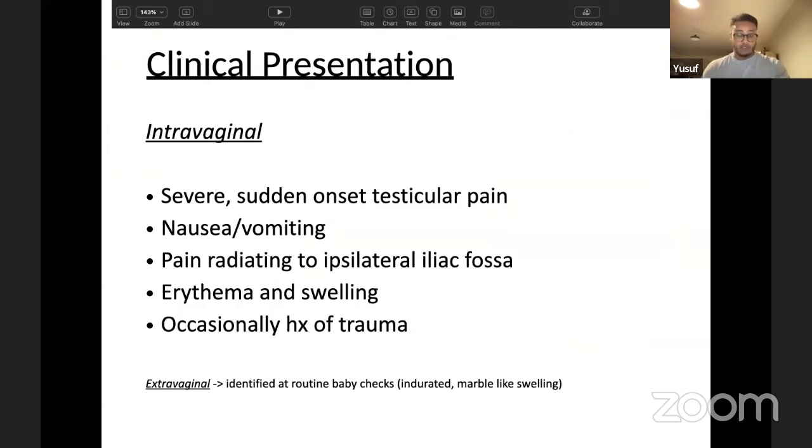The extravaginal torsion is identified at routine baby checks, and you get an indurated, marble-like swelling. Again, there's not as much urgency about that because the testis is already dead, and there's normally a different underlying pathology that you'll need to deal with.